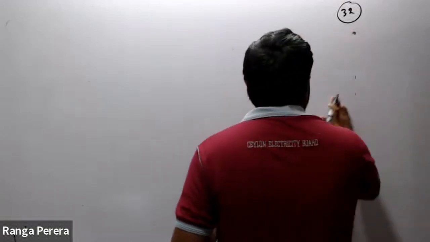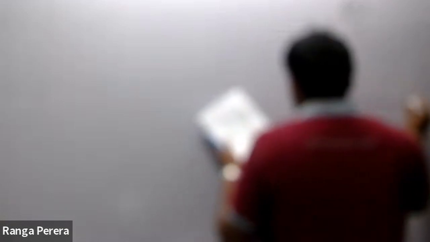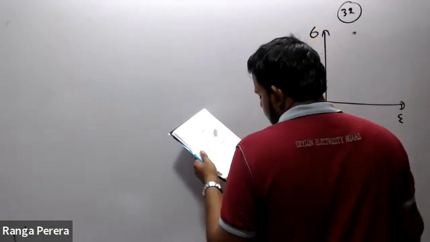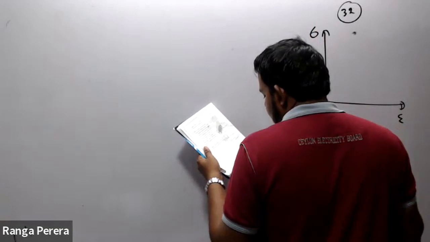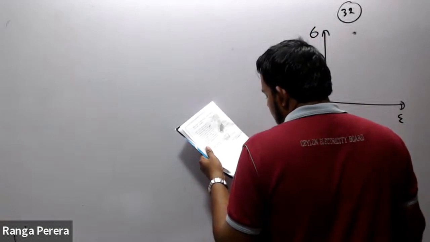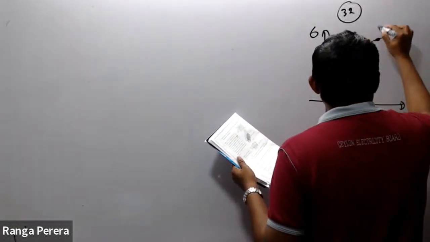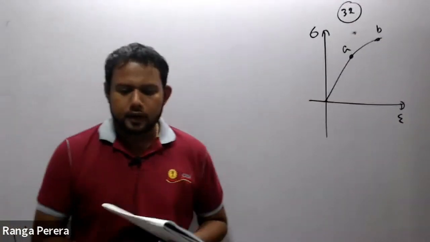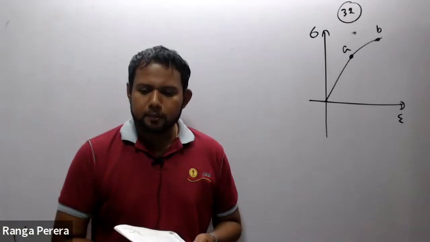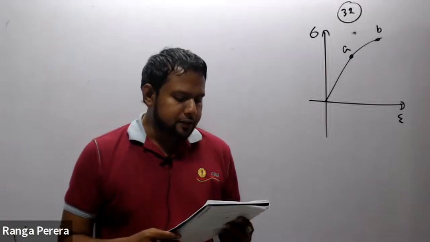Question number 32, it's again a graph, stress versus strain. Figure shows a stress versus strain curve obtained for a material for all possible stress values. Identify the points A, B on the curve. What is A here? A is the proportional limit, B is the elastic limit. Right. Calculate the Young's modulus of the material.